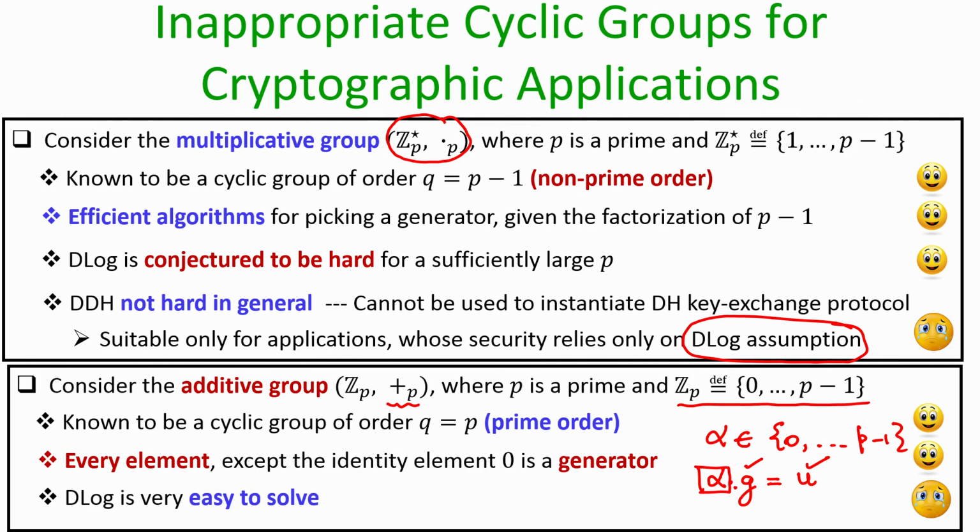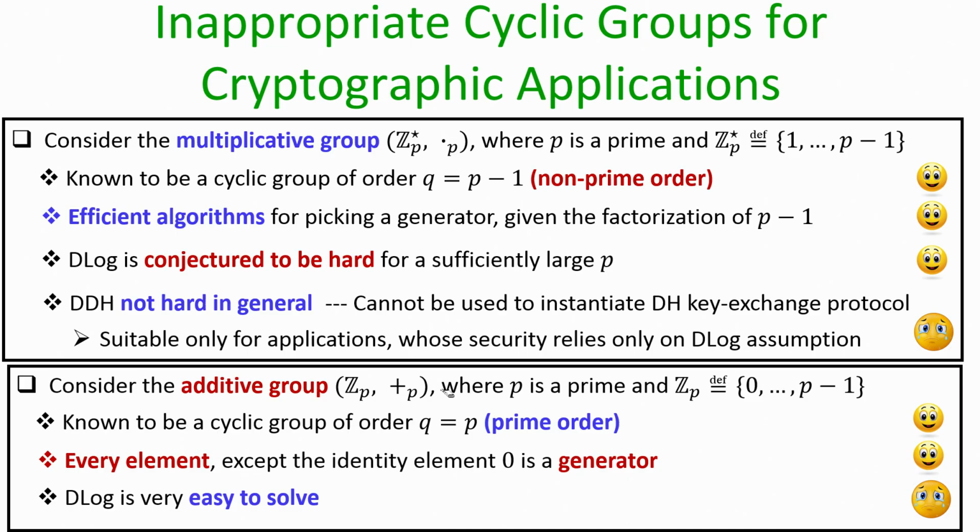So, I am not giving the full details of the discrete log solver for this group, but that is the overall idea. So, even though this specific group has some nice properties, namely it is a prime order cyclic group, picking generators is not a difficult task.